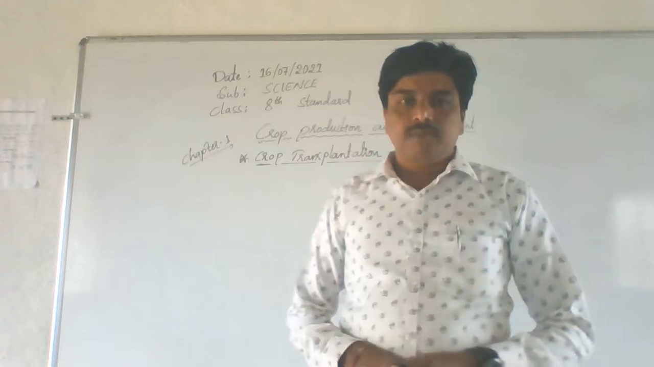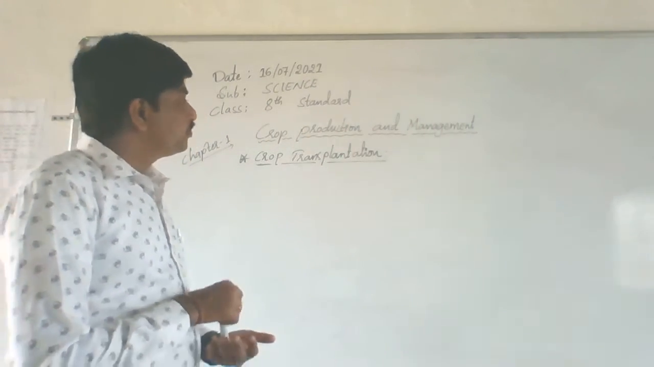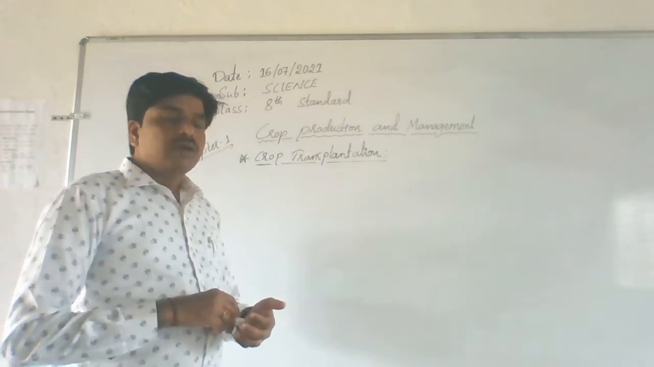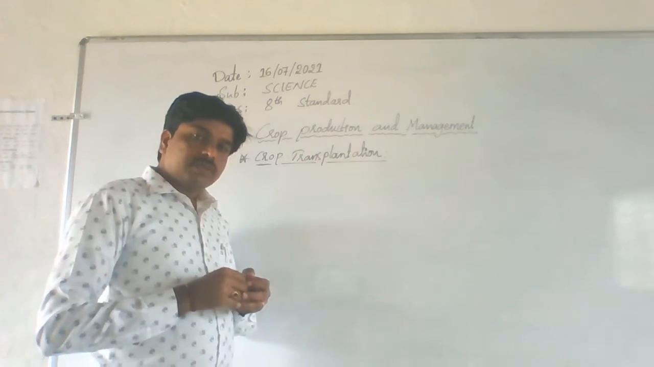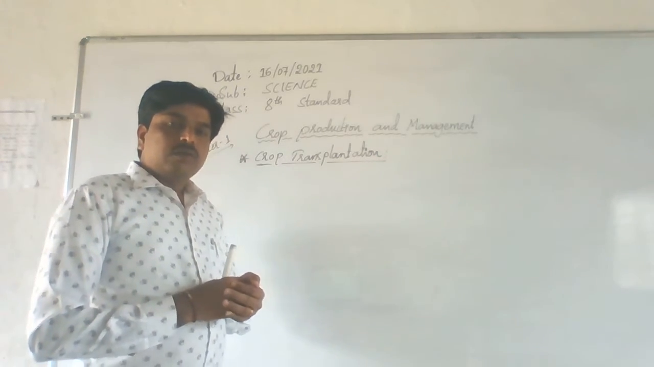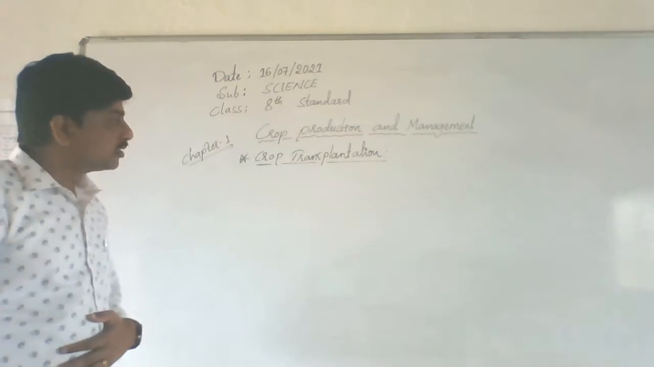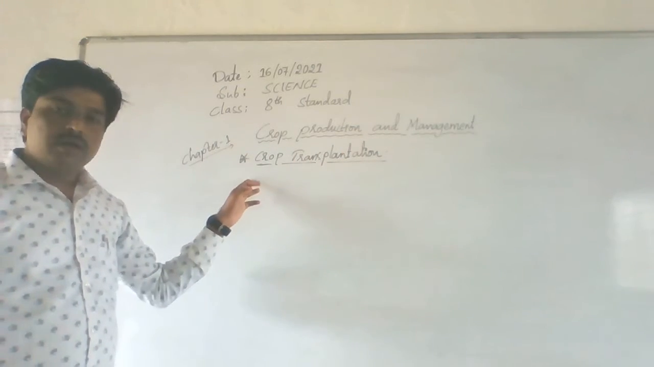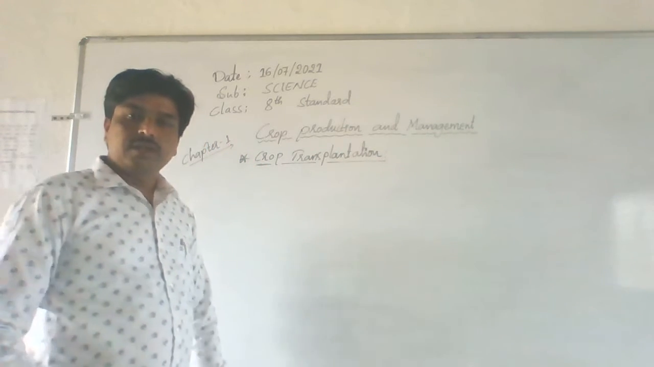So already in the last class, we had been learning about some agricultural practices and also about methods of sowing seeds. Understand? A traditional method and one mechanical method. Okay, let's come here. We are going to discuss the next concept of this chapter on crop production and management, that is crop transplantation. Crop transplantation. Let's see, students.